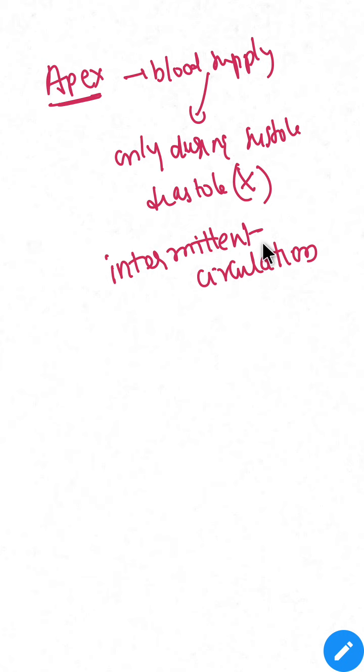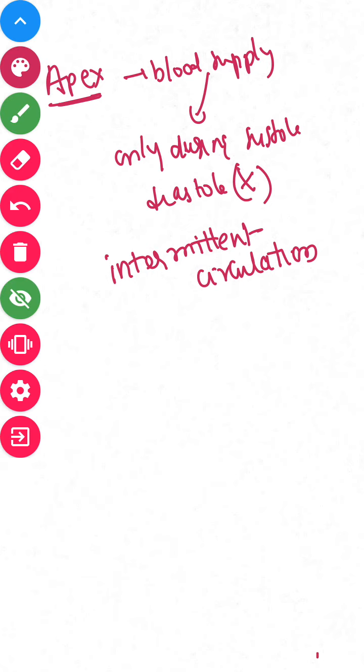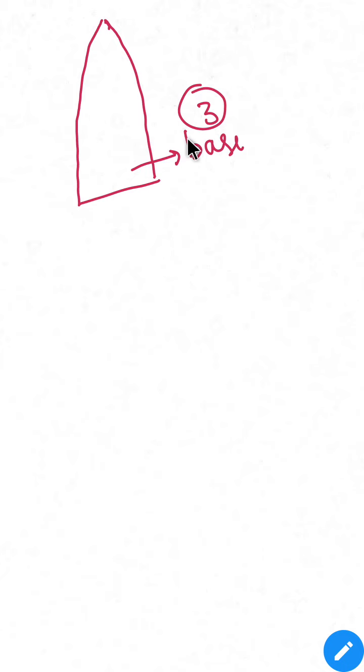Now let's move to zone 3. As I told you, zone 3 is present at the base. Let's see about zone 3. See, circulation moves along with gravity now. In the case of apex, the circulation moved against gravity, but here the circulation is moving along with gravity.